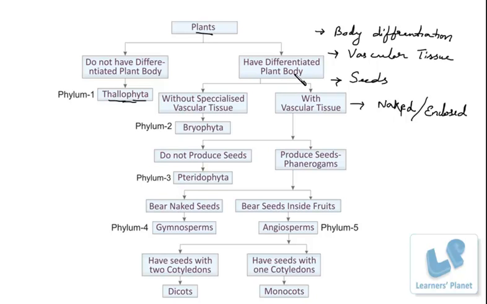So on the basis of this property, that the plant body is divided into different body parts, that is stem, root and leaves, they are subgrouped, right? And if such properties are present, they are placed in the group or phylum known as Bryophyta. And such plants are known as the amphibians of the plant kingdom. You know why? Because they are not completely aquatic and they are not completely terrestrial.